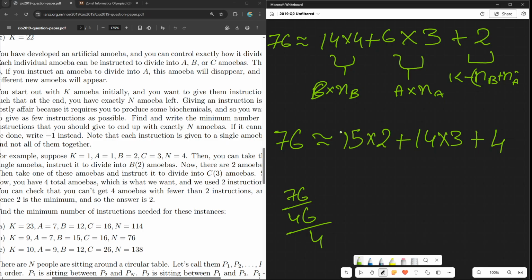Again, we found another answer because 15 into 2 is 30, 14 into 3 is 42, 30 plus 42 is 72, 72 plus 4 is 76. So this is possibly the answer because this is also the least. However, if you go any lower, you won't get anything else. As far as I think, that's correct.